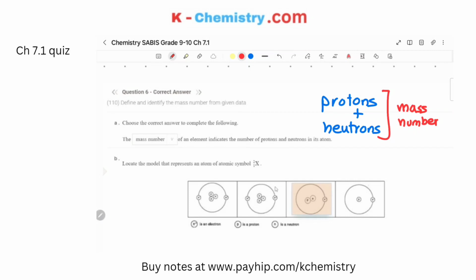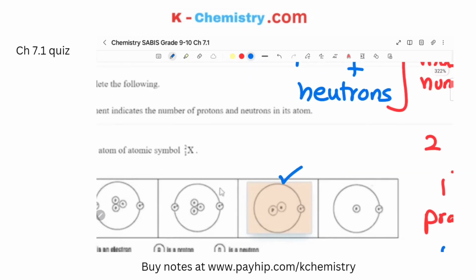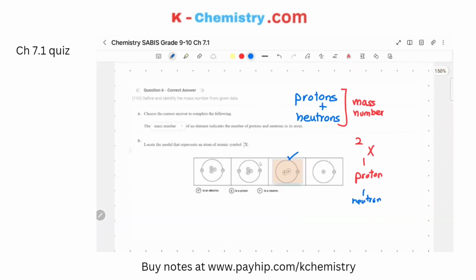Locate the models that represent an atom of atomic symbol X21. Okay, so if you have X, the symbol is X. 1, the atomic number is 1, so it has 1 proton, and the mass number is 2. We said in order to find the number of neutrons, subtract the atomic number from the mass number. So 2 minus 1 is 1, so it has 1 proton and 1 neutron. The only diagram here that has 1 proton and 1 neutron is this one. This has more neutrons, this has 2 protons, this has 1 proton and no neutrons, so this is the correct answer.